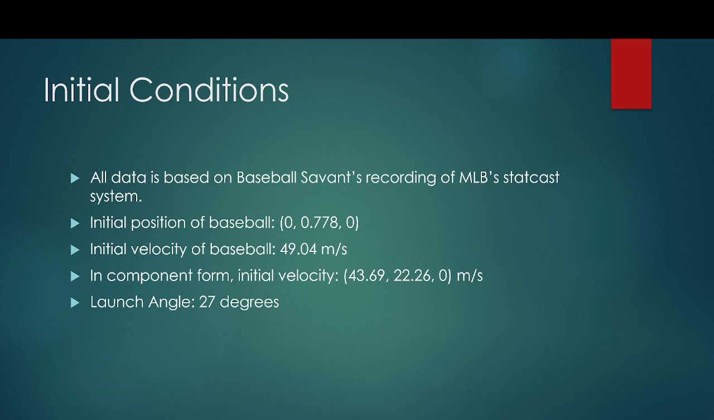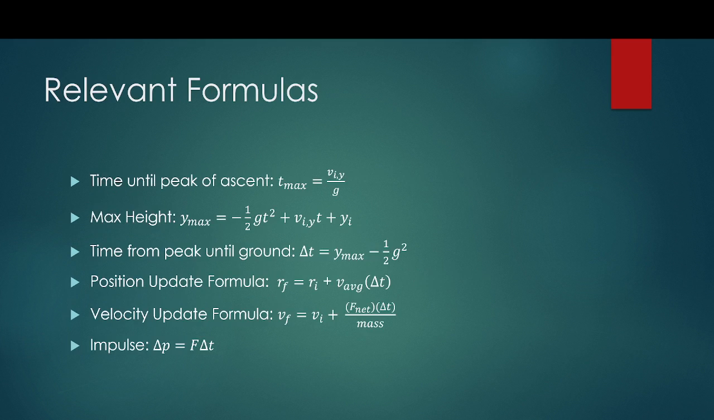The initial position of the baseball was 0.7780, and the initial velocity was 49.04 meters per second. Breaking that down into the component form, the initial velocity was 43.69 meters per second in the x direction and 22.26 in the y direction. And the ball was hit with a launch angle of 26 degrees from the horizontal.